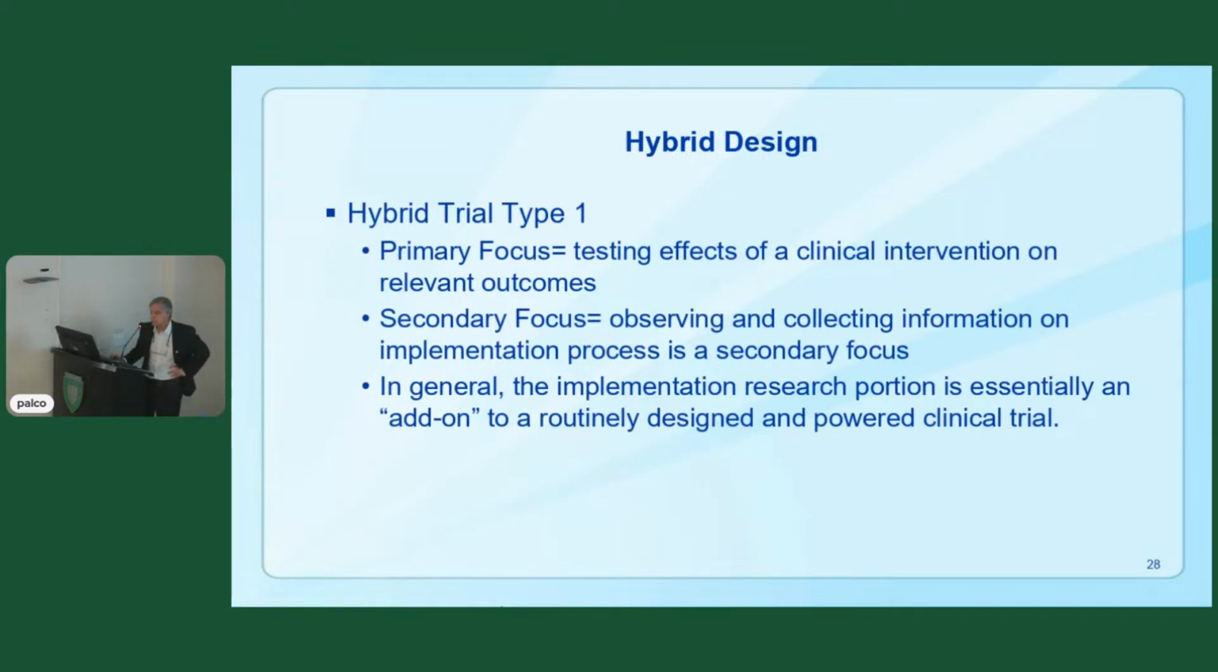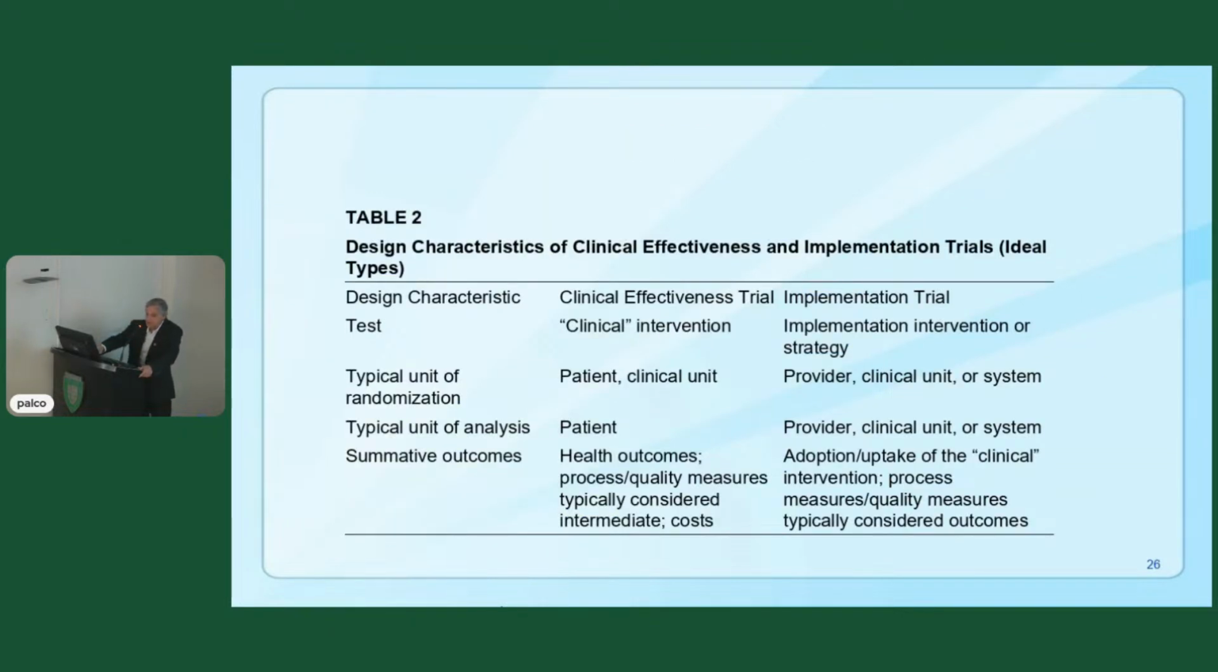Okay, let's go over quickly what these hybrid designs are. Type 1: the focus is testing the effect of a clinical intervention on relevant outcomes. So it's still an effectiveness trial. That's the main focus. But secondarily, I will observe and collect information. Implementation process is a secondary focus. So when you put a lot of energy into evaluating effectiveness, you have less energy for implementation. That's a fact. Okay, in general, the implementation research portion is essentially an add-on to a routinely designed and powered clinical trial. So you have a traditional clinical trial, and you just add elements of it. So it's more or less like this at the bottom here.